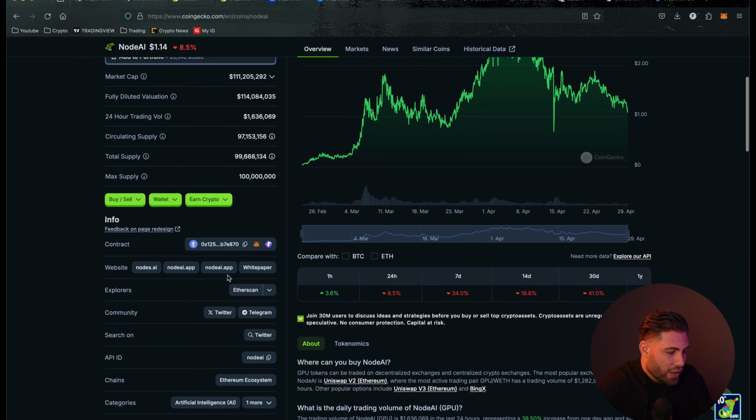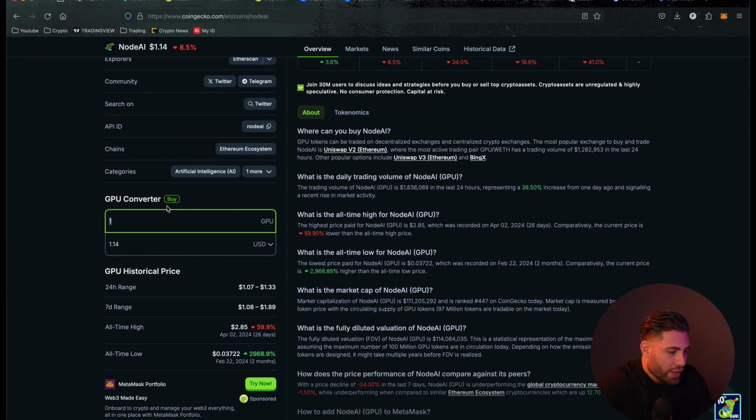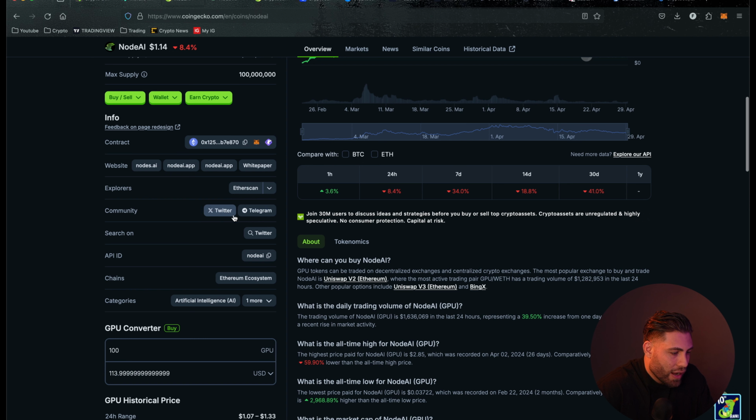And if you go further down, you can find the contract. You can also find the website. You can find how much GPU you want to buy and it gives you a USD value of how much it will cost. If you want to get in their Telegram, your Twitter, so all the official links are always here.